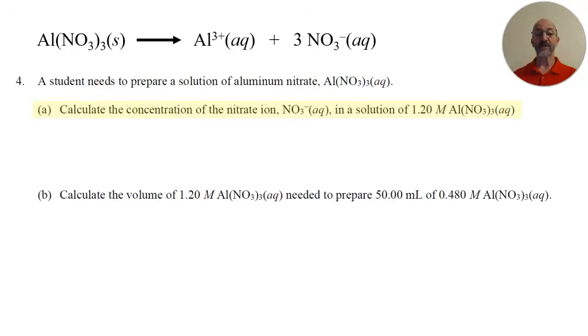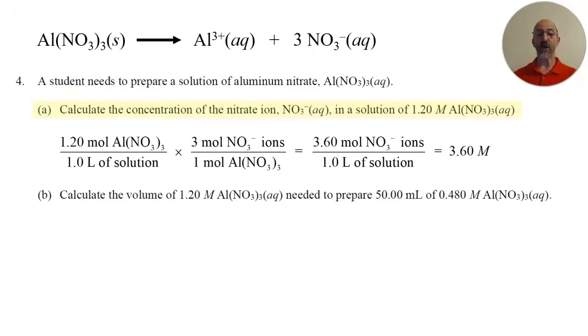So all you really need to do to answer part A of question 4 is take that 1.20 molar and multiply by 3. But let's be very clear with how we show our work. If you just write 3.60 molar and no work, you would not get credit for this answer. So this is me showing that 1.20 moles of aluminum nitrate for every 1 liter, and now I'm multiplying by 3. There are 3 moles of nitrate ions for every 1 mole of aluminum nitrate. So 1.20 times 3, my answer to part A, and I'm showing my work, is 3.60 moles per liter.